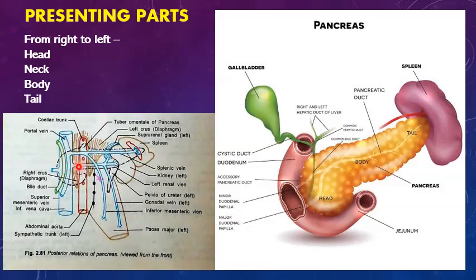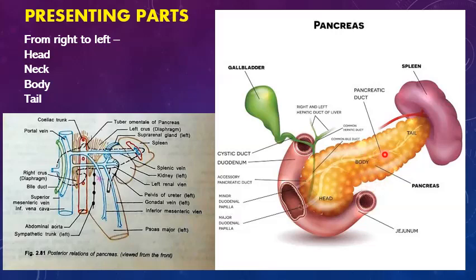Then the junction between neck and the body, in this image in front we cannot distinguish between the neck and the body, but posteriorly there is a groove again for left margin of the portal vein. So that represents the junction of neck and the body.